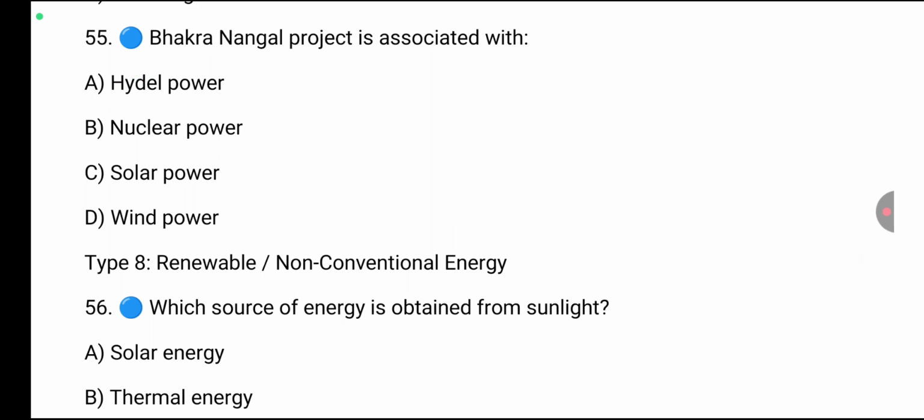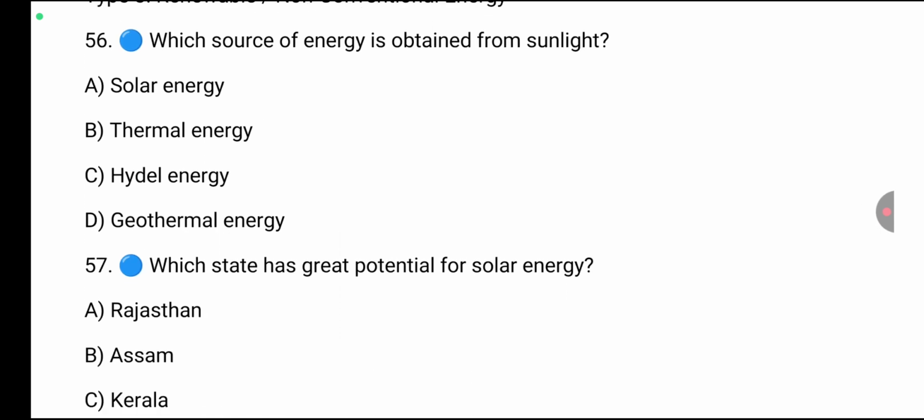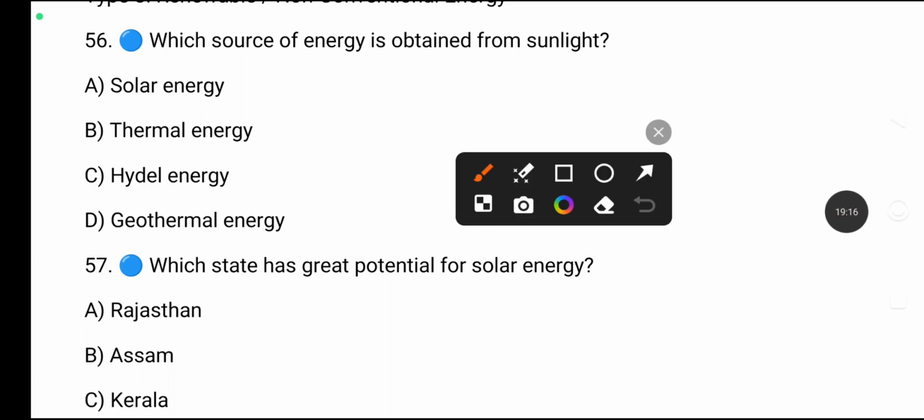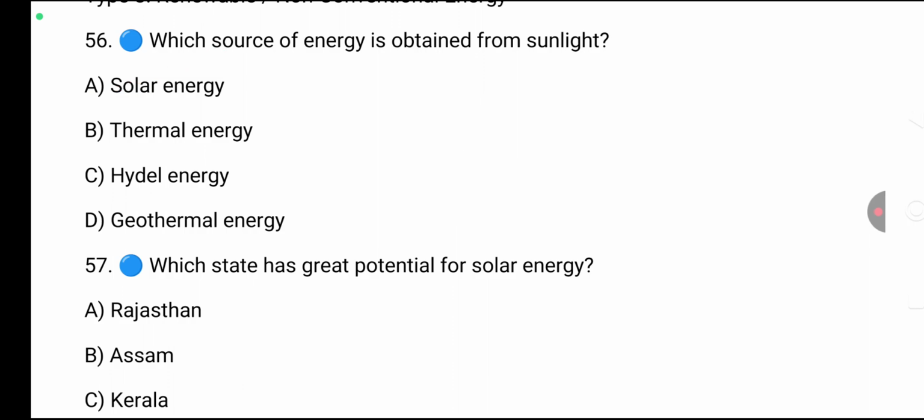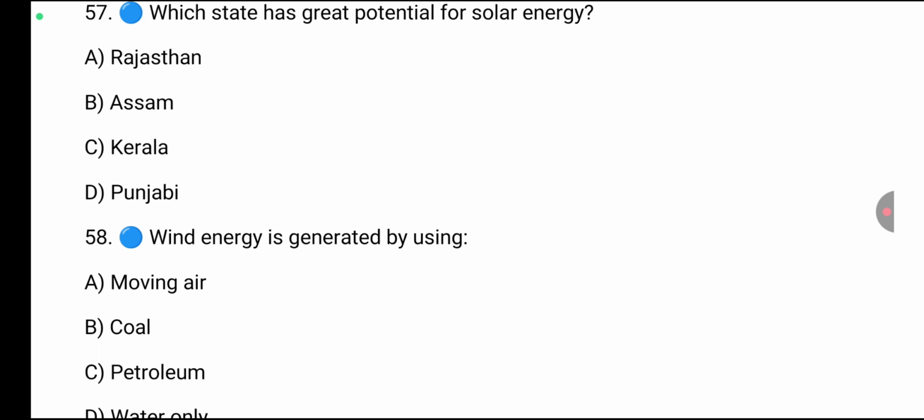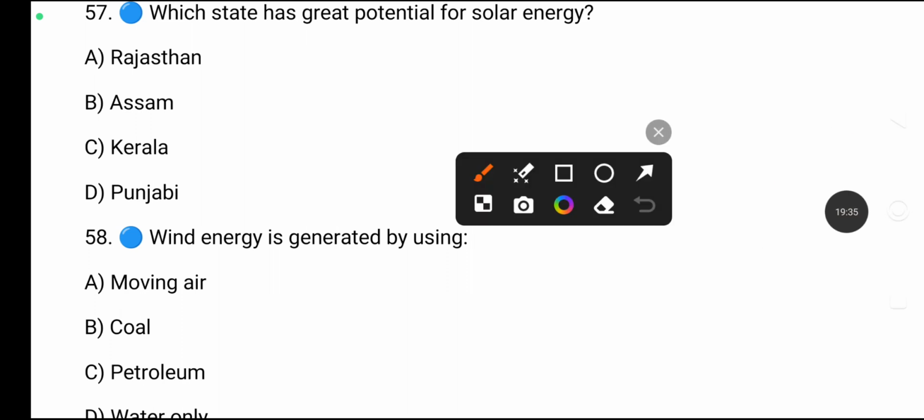Now moving on to question number 56. Which source of energy is obtained from sunlight? Solar energy, thermal energy, Hydel energy, geothermal. That is solar energy. Now moving on to question number 57. Which state has great potential for solar energy? Rajasthan, Assam, Kerala, Punjab. Answer is Rajasthan.